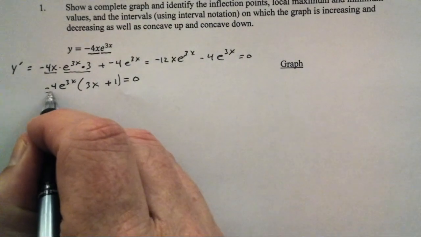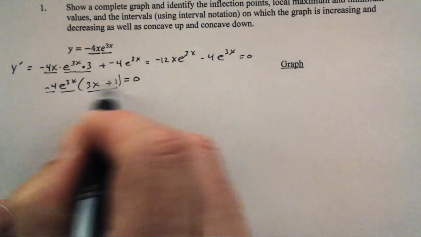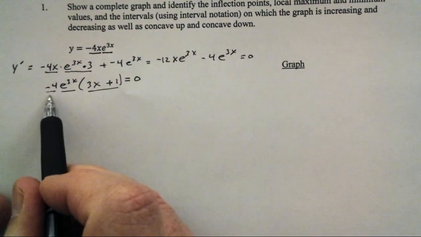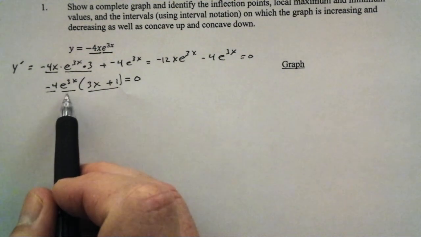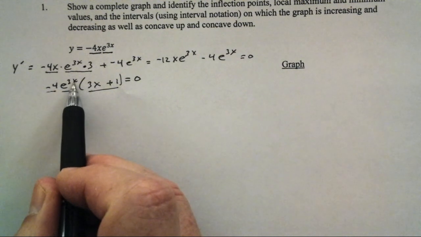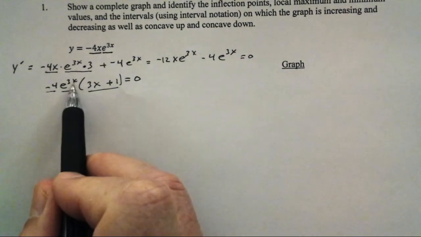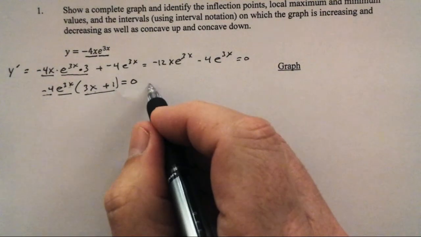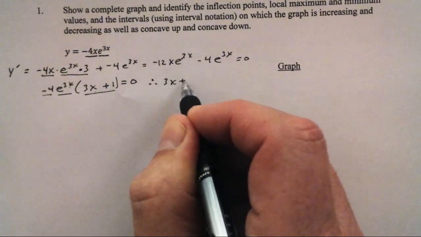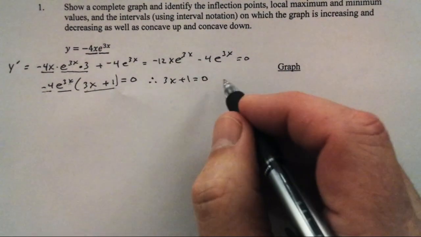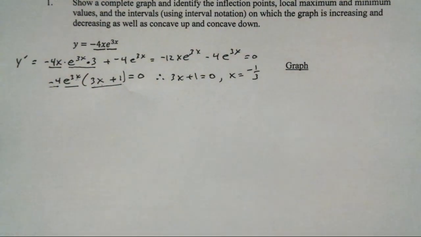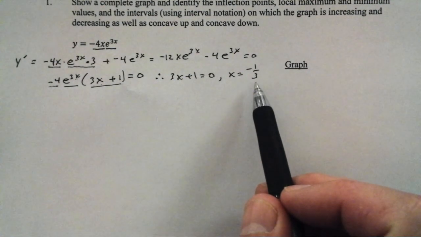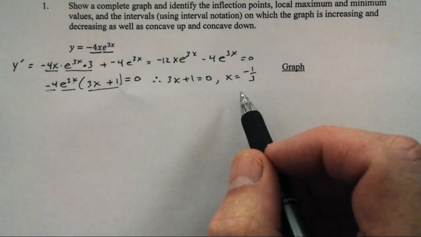So a number times a number times a number equals 0 only when one of those numbers is 0, and negative 4 is not 0. And e to the 3x, a positive number to a power, or for that matter, a negative number to a power, anything other than 0 to a power cannot be 0. So this just becomes, when is 3x plus 1 equals 0? That is when x equals negative 1/3. So at that point I'm thinking, if there is a maximum or minimum, it is located x equals negative 1/3, because that is where the graph levels off.